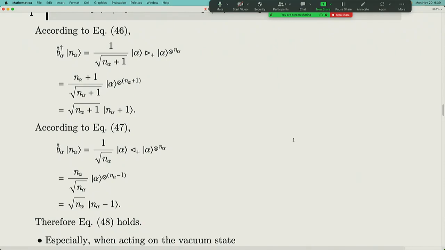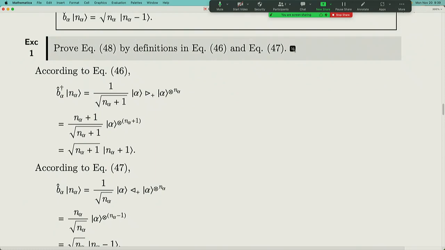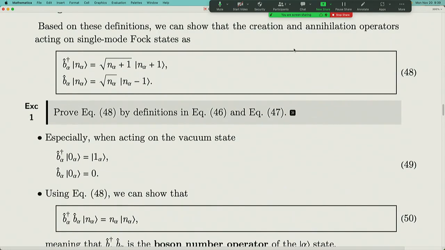So from these two derivations, although it's in the exercise, I think it's very helpful to show you that just following these rules, we can define the creation and annihilation operators in a way such that when they act on the n_alpha state, their behavior is completely the same as the creation and annihilation operators we defined in the harmonic oscillator. And specifically, if you look at these examples, if you try to create a boson in the zero-particle vacuum state, you get a one-boson state.